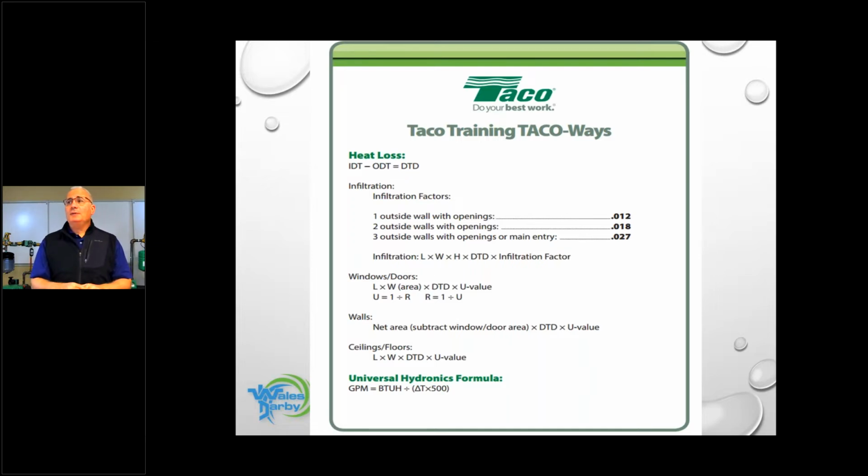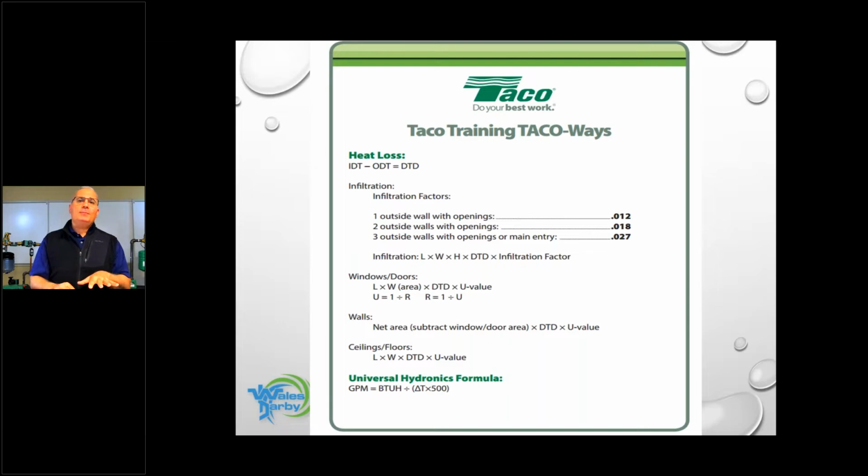So we're going to put in the square foot area of those windows. If you double up the width, it's 6 by 5, that's 30. So that 30 times your design temperature difference, 56, times the U value. What's a U value? Well, these programs use U values.